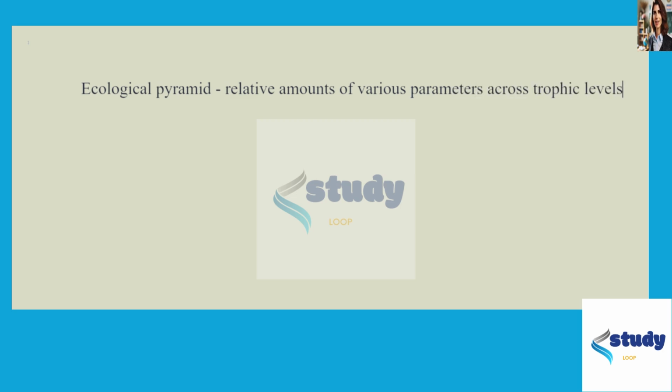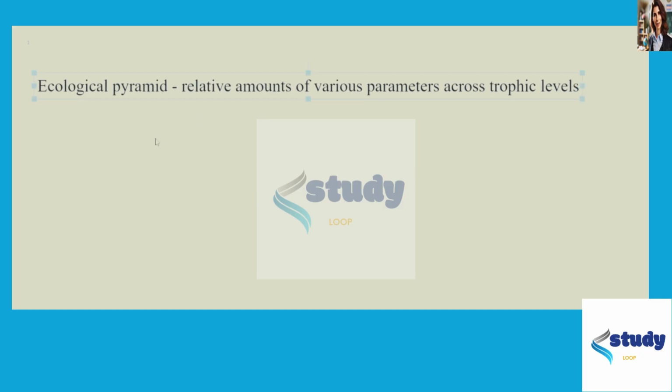Hi, in this video, we're going to talk about modeling ecosystem energy flows. What we're trying to talk about is how scientists can model how energy flows through an ecosystem. One of the ways that they do so, and the topic of this video, is through the use of an ecological pyramid, which shows the relative amounts of various parameters across trophic levels. Meaning that it shows how, as you go up trophic levels, these parameters change relative to each other.